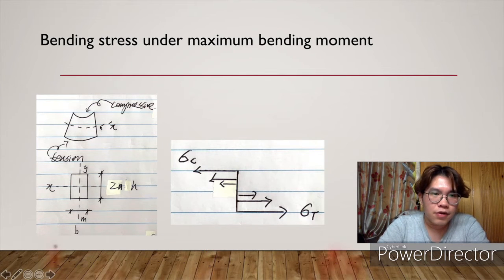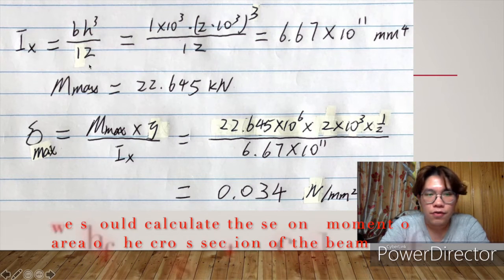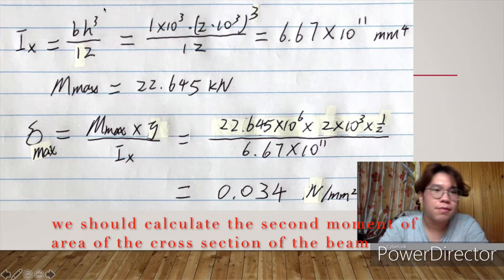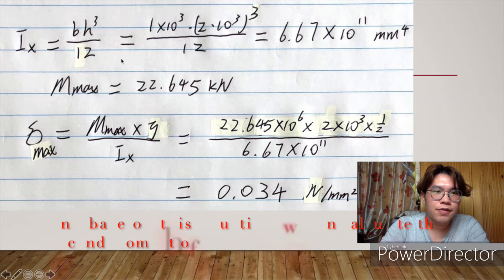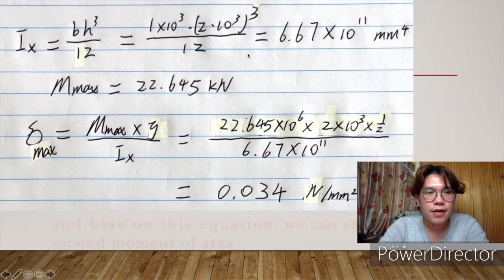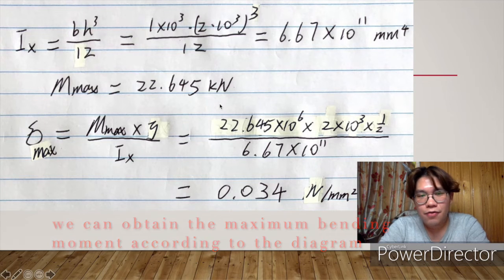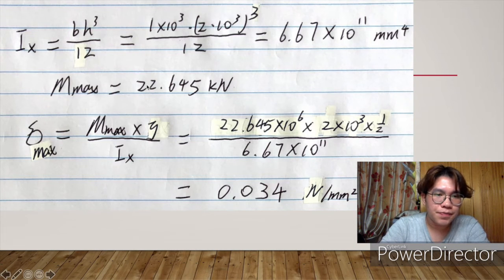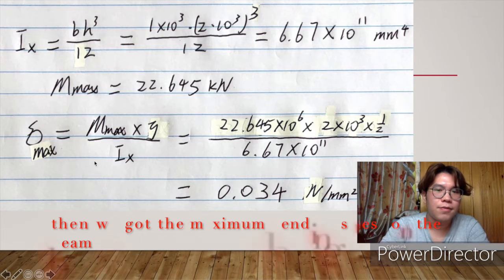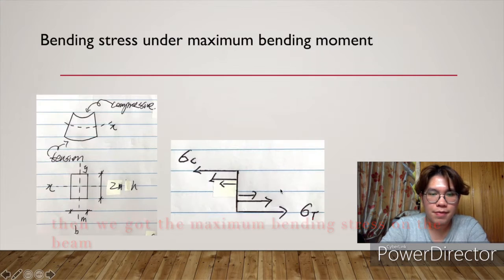So in order to calculate the bending stress, we should calculate the second moment of area of the cross section of the beam first, and based on this equation, we calculate the second moment of area. Then we obtain the maximum bending moment according to the diagram, and we input in this formula. Then we got the maximum bending stress of the beam.